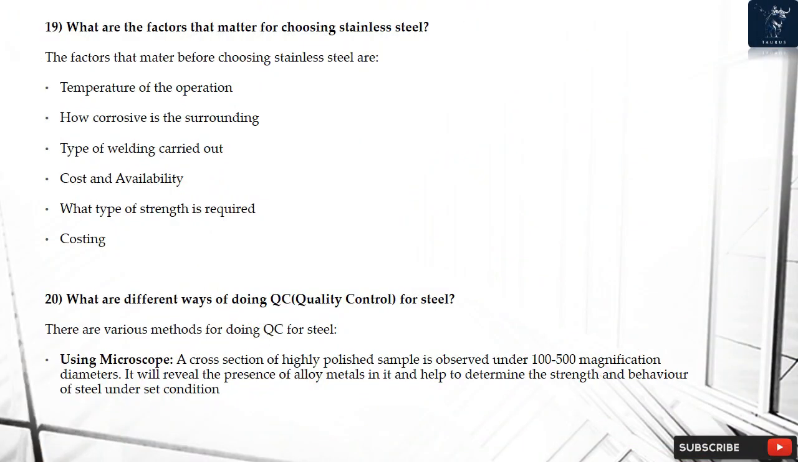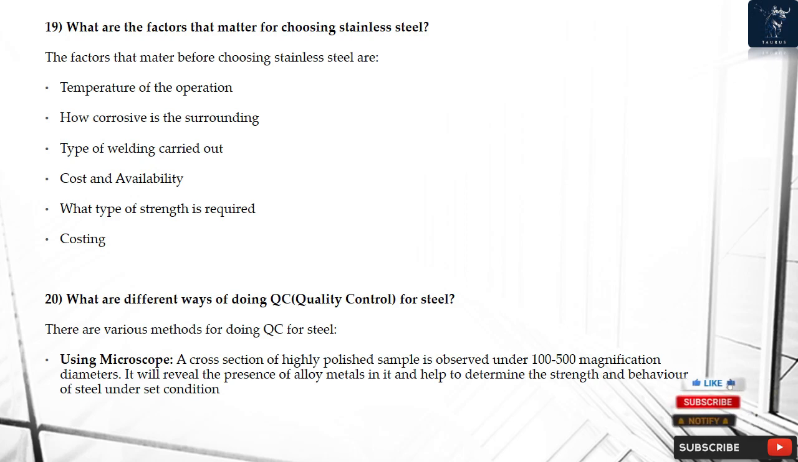19. What are the factors that matter for choosing stainless steel? The factors that matter before choosing stainless steel are temperature of the operation, how corrosive the surrounding is, type of welding carried out, cost and availability, and what type of strength is required.